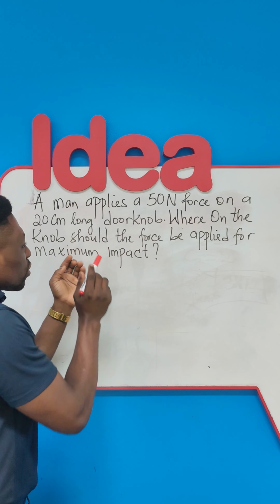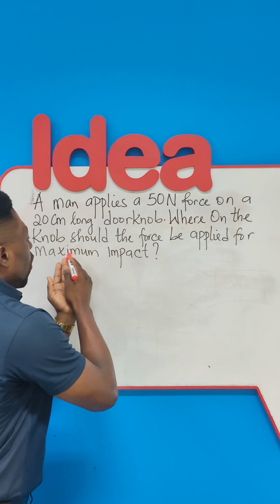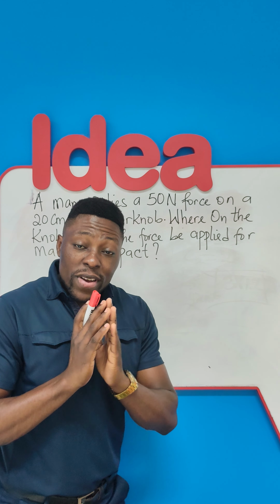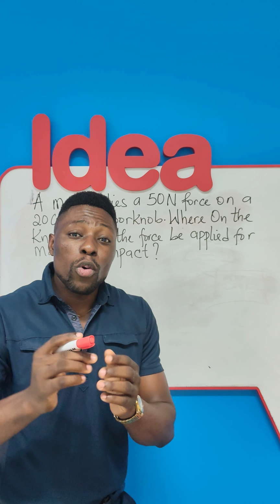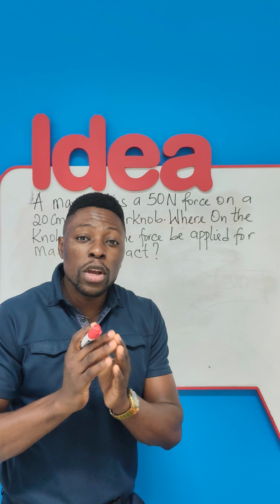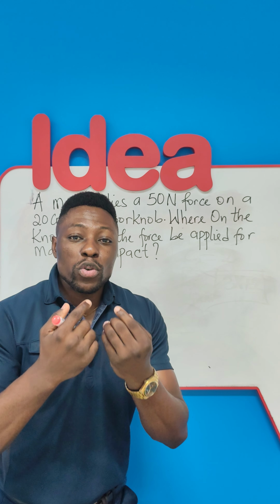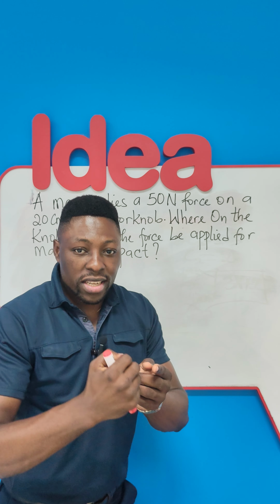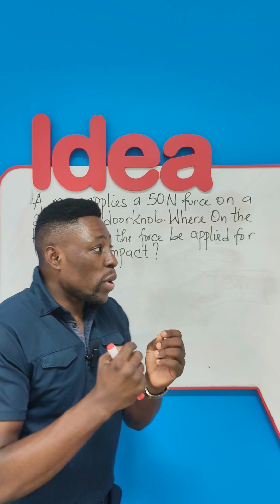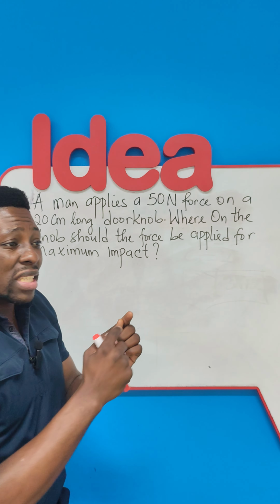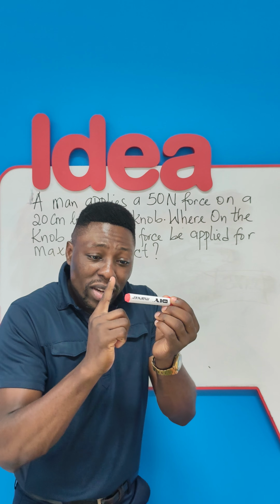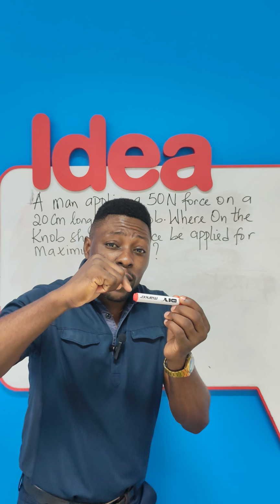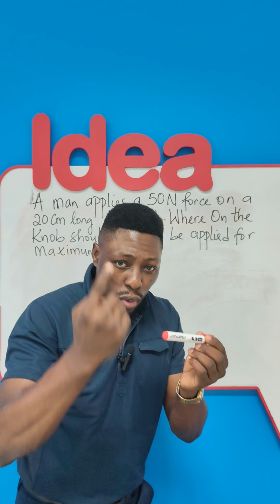A man applies a 50 Newton force on a 20 cm long doorknob. Where on the knob should the force be applied for maximum impact? The first thing here is that I wish to remind you that we apply forces on doorknobs to bring about a rotatory effect, to bring about rotation. So when they're asking for maximum impact, it means where exactly on that knob should that force be applied for us to have maximum rotation.